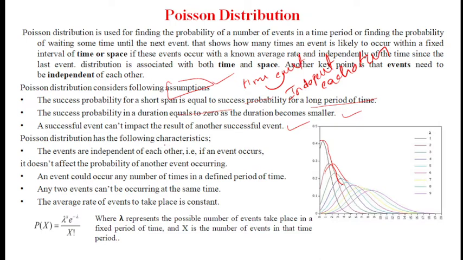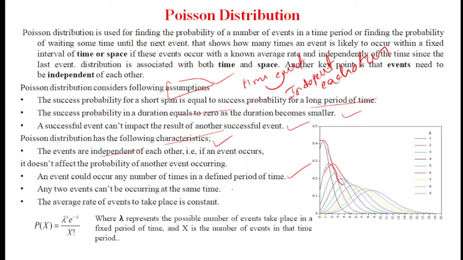Following are the characteristics. What are they? The events are independent of each other. As I told you, the time and the space are independent of each other. This is one of the characteristics. It does not affect the probability of another event. As I discussed in the assumptions, one result may not impact another successful event. An event could occur any number of times in a defined period of time.